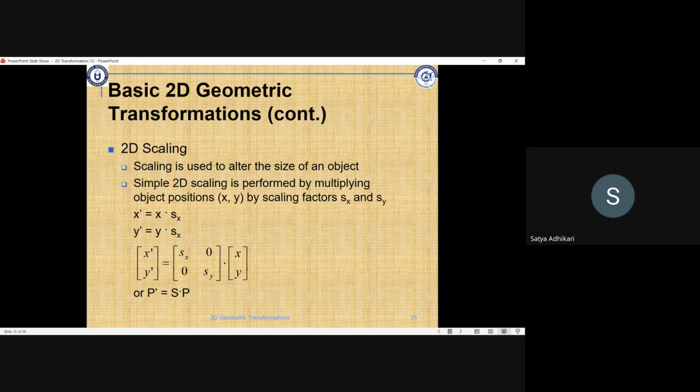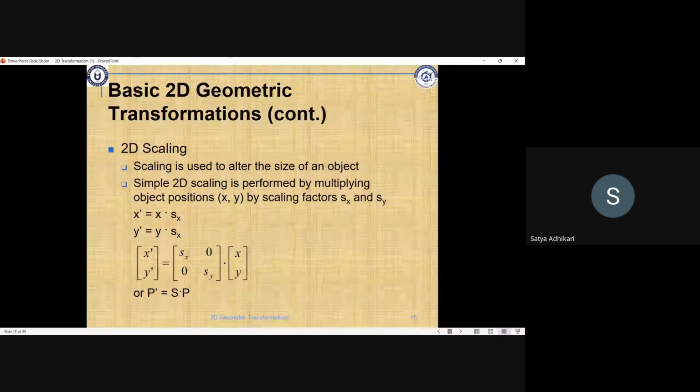Third one, scaling. So far we have discussed two major 2D transformations. One is translation, another is rotation. The third one is scaling. As we all know, scaling is used to alter the size of an object. You can change the size. So we can enhance the size, or decrease the size.